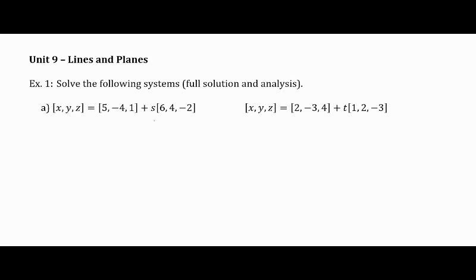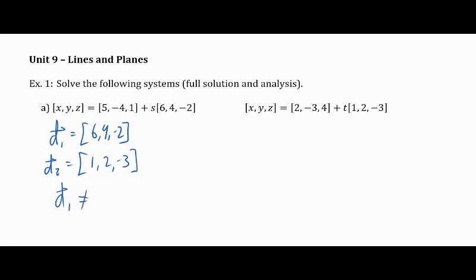And I know it's a line because it only has one direction vector, and a plane has to have two direction vectors. They both only have one. So we're going to start by looking at the direction vectors. And they kind of look like there's something going on here, but there isn't. They're not scalar multiples of each other. So they are not parallel.